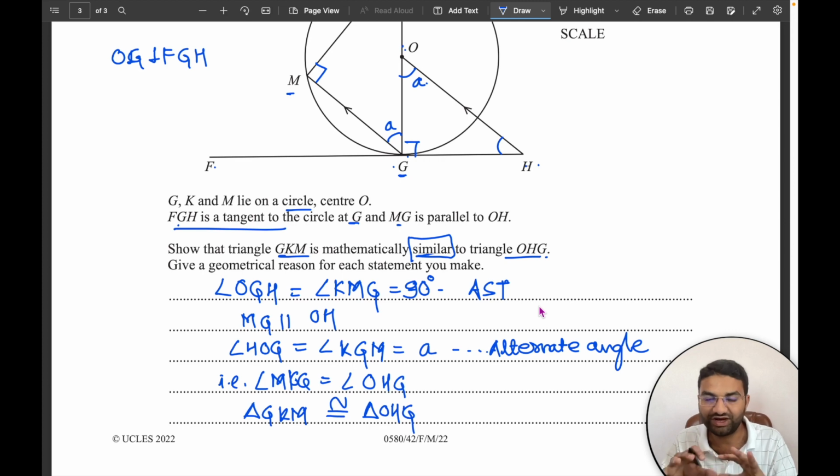I hope you understood this circle theorem along with this question as well.